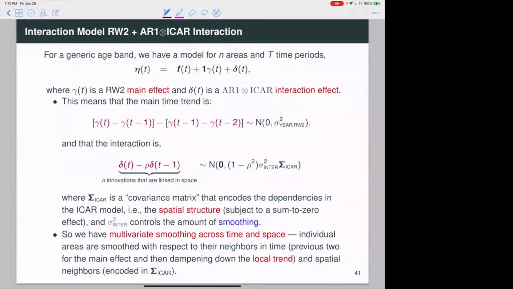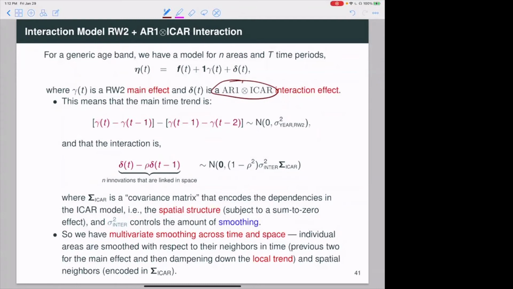And then we have an AR1 interaction term. So the AR1, when we try to use random walks, we have this interaction between the spatial model. So we have a spatial pattern, and then that pattern evolves over time according to an AR1. When we tried a random walk 2, we got the random walk 2.